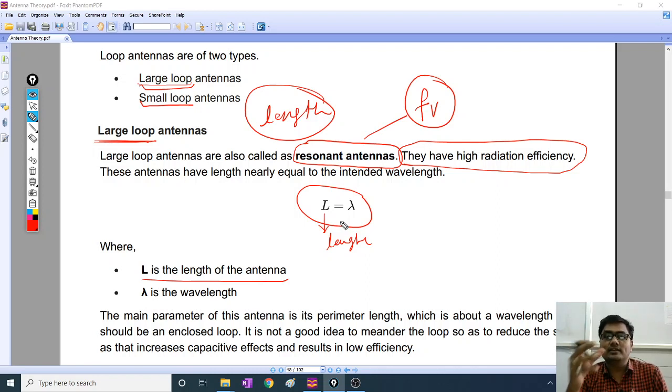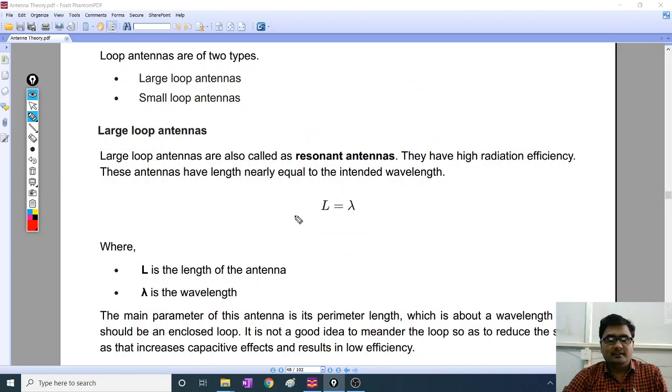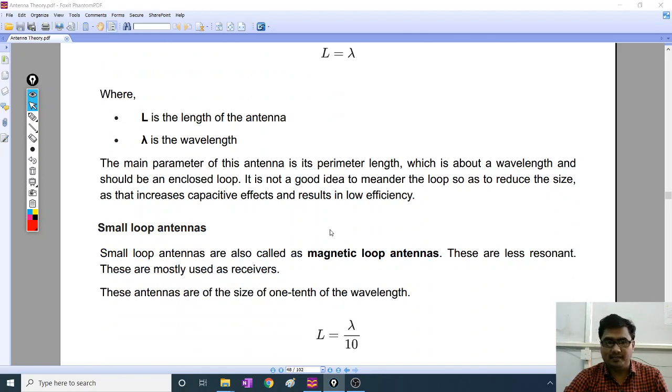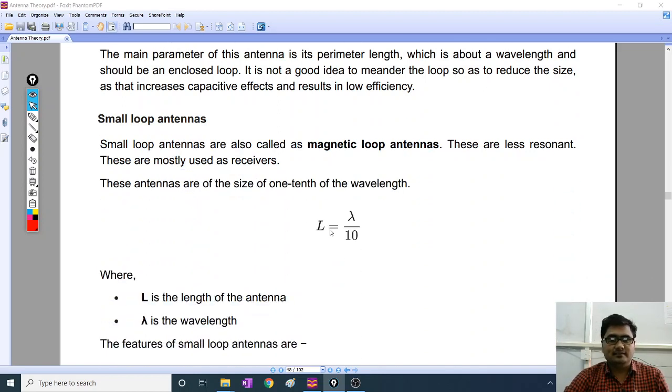Interference is more in small loop antennas, whereas in large loop antennas interference is very less. That we'll discuss side by side. First, the basic difference is what? The basic difference is that a large loop antenna has a length equal to lambda. The main parameter, obviously, is nothing but its length.